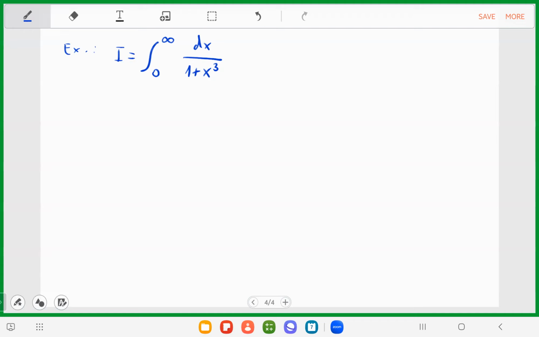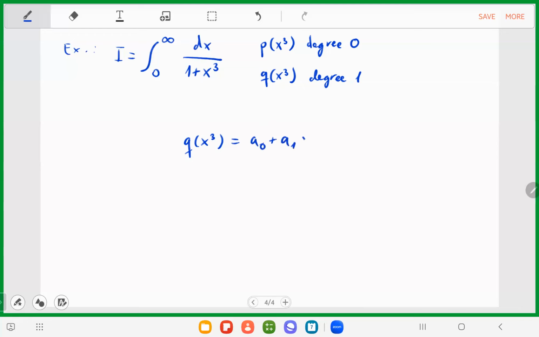Remember, here we have p of x cubed of degree 0, because it's just the number 1. And here we have q of x cubed of degree 1, okay? Notice a polynomial of x cubed will be something like a constant plus a1 x cubed plus a2 x to the 6 plus a3 x to the 9, things like that, right? But here we only have the a1, so it's degree 1. So degree 1 is larger than degree 0. This method works.